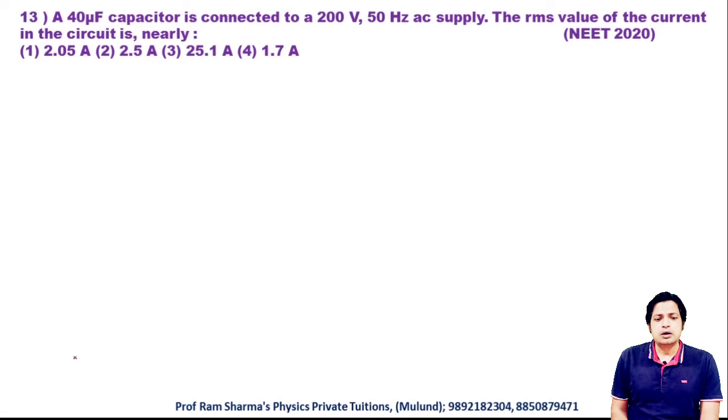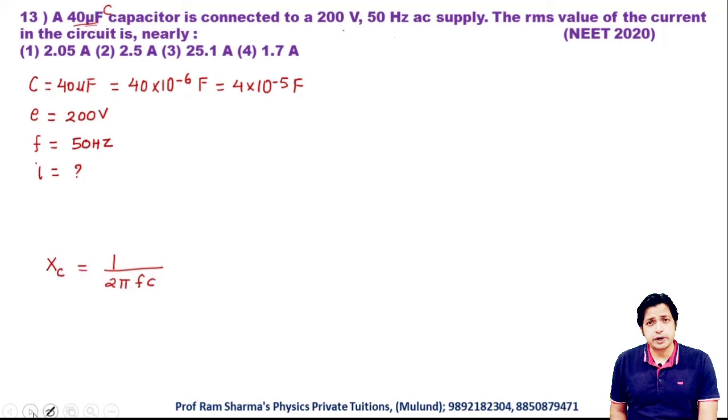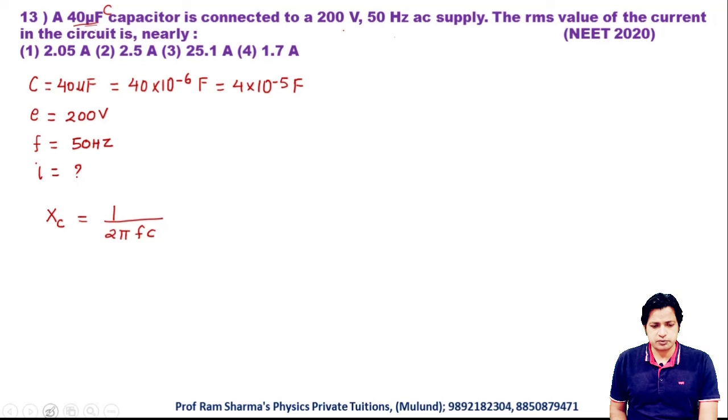13th and the last: a 40 microfarad capacitor, that is C, is connected to a 200 volt 50 hertz supply. The RMS value of the current in the circuit is? So I know C, I know F, I know E, and I need to calculate I. It is very easy. Let me calculate XC first. XC is 1 upon 2 pi FC. So I'll substitute the values.